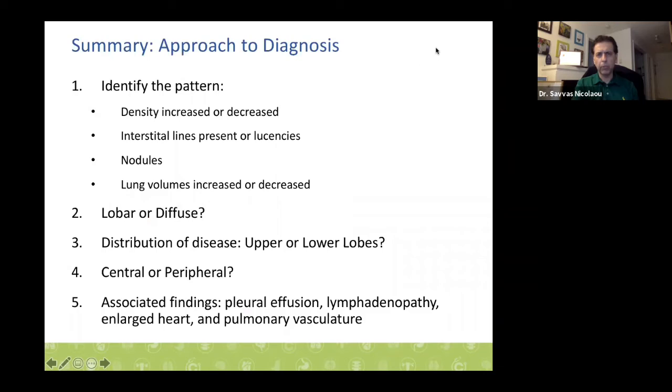So in summary, approach to diagnosis: identify the pattern, increase or decrease, interstitial lines present or lucencies, nodules, lung volumes, increase or decrease, is it lobar or diffuse, is it upper lobe or lower lobe, is it central or peripheral, and other associated findings such as lymphadenopathy, pleural effusions, enlarged heart, and pulmonary vasculature. So COVID-19, SARS-CoV-2 pneumonia, was primarily a posterior located disease, both upper and primarily lower lobes, with ground glass opacities.